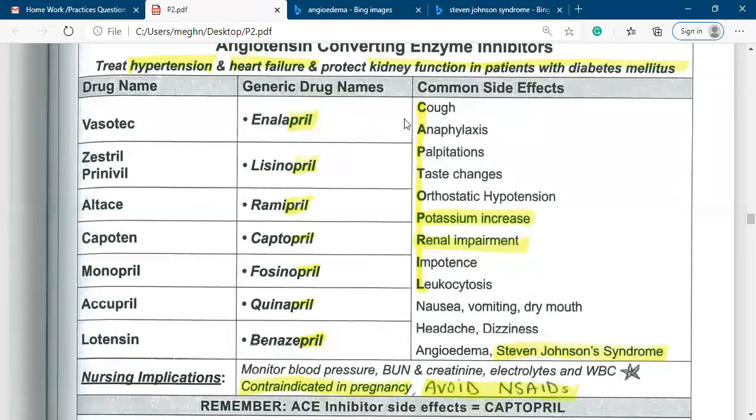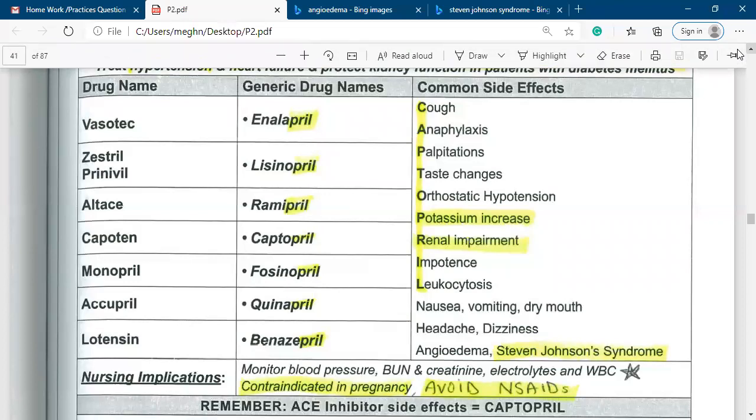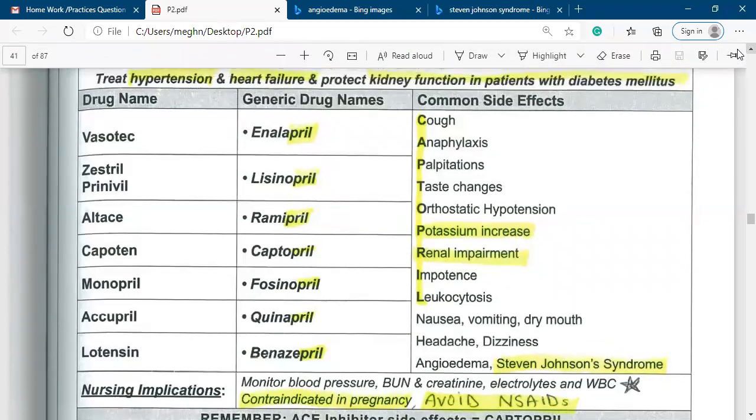Easy way to remember all of these side effects. It is called ACE inhibitor side effects, captopril. Captopril is one of the members of angiotensin converting enzyme inhibitors, right?